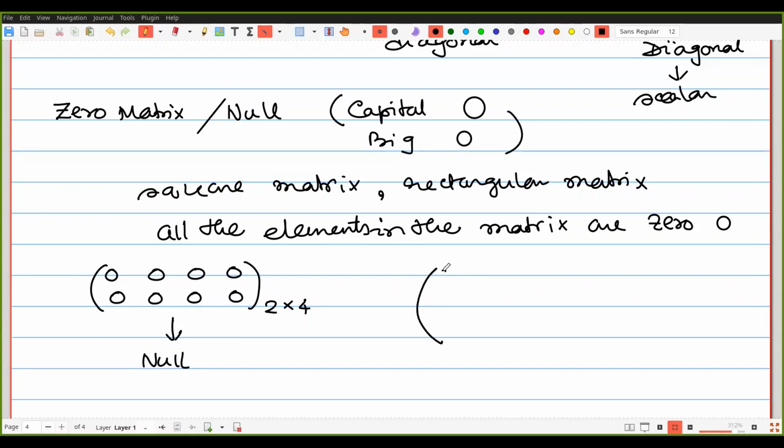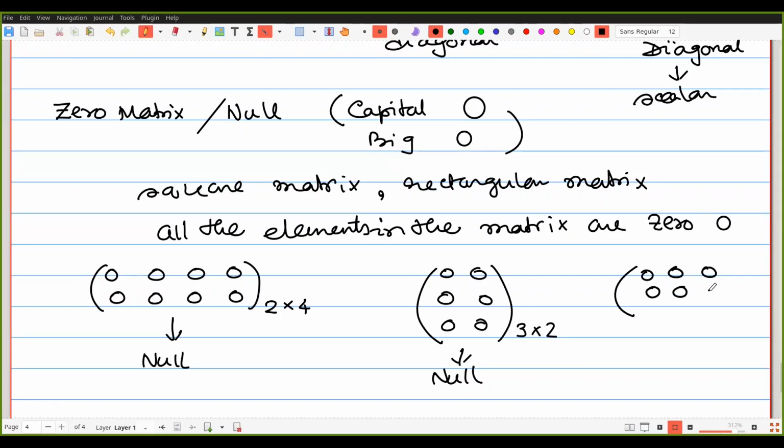Suppose another one 0 0 0 0 0 0. So it is of order 3 cross 2, but all the elements are zero. It is called a null matrix. Or 0 0 0 0 0 0 0 0 0. It is a square matrix of order 3, but all the elements are zero. So we are also calling it a null matrix or big O or capital O or zero.